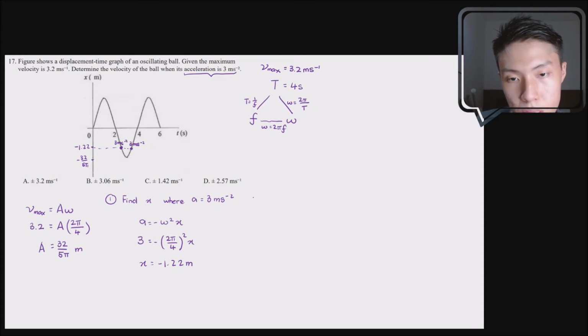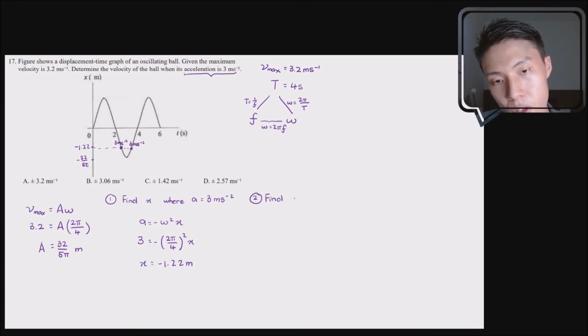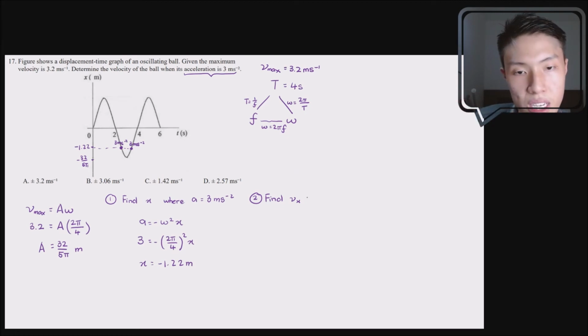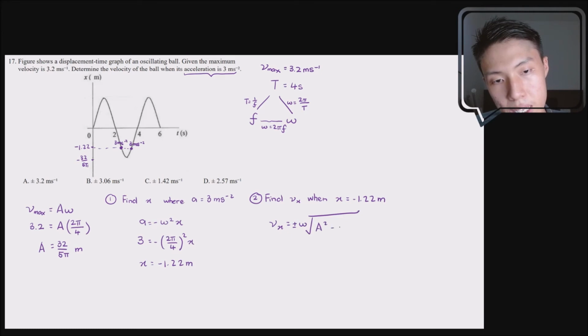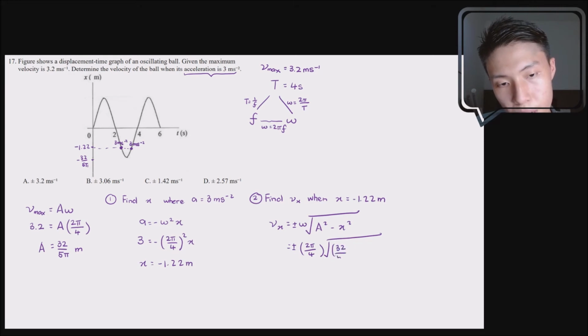Your next step is to find the velocity, technically the x component of velocity, because this motion is in the x dimension. Find the vx when your x is equal to negative 1.22 meter. To do this, you have to use the equation vx equals plus minus omega times the square root of A squared minus x squared. By substitution: 2 pi over 4 times the square root of the amplitude 32 divided by 5 pi, squared, minus x, which is negative 1.22, squared. If you do your calculation, you should be able to get the answer of plus minus 2.57 meter per second.